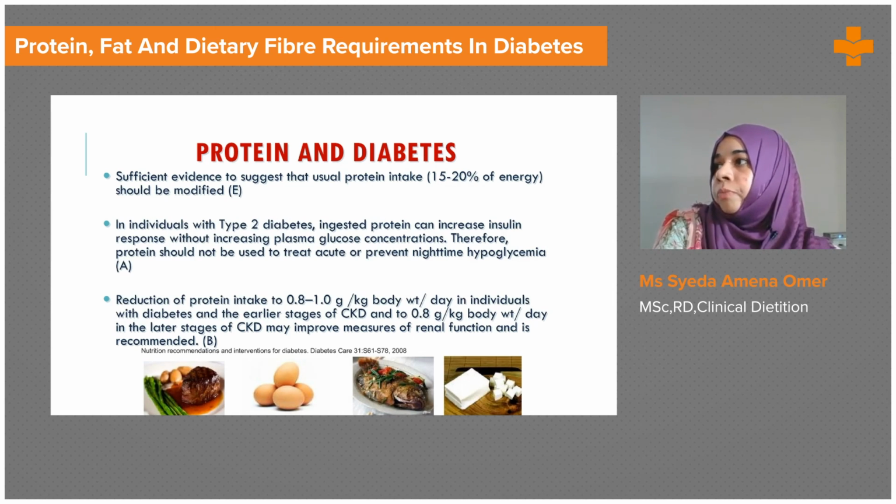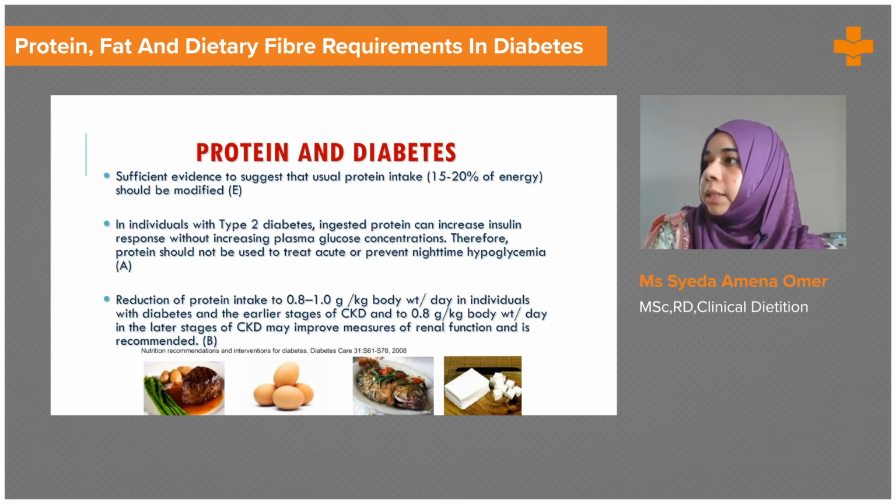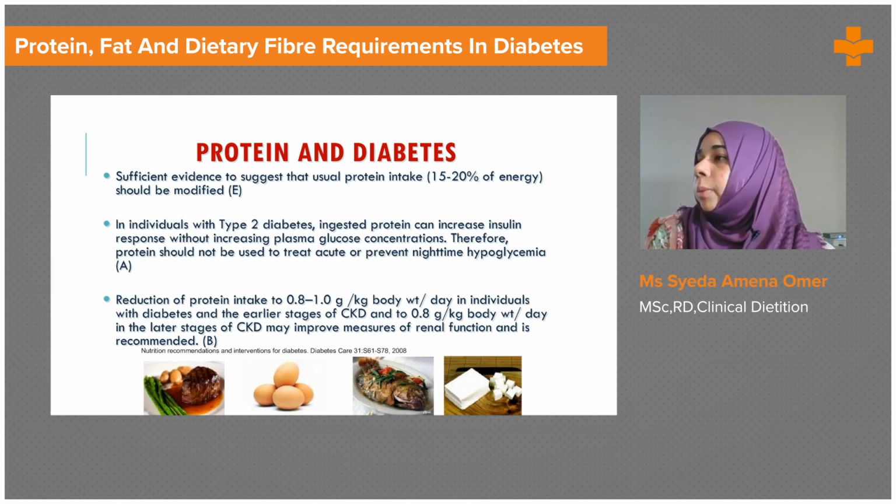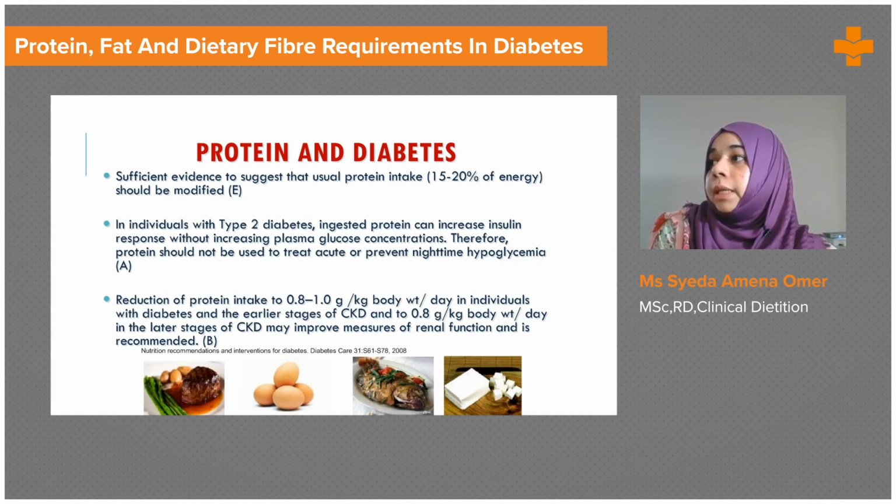So what is nighttime hypoglycemia? Patients might take insulin along with their dinner, around 8 o'clock or 10, probably a 9 o'clock dinner. They take insulin, but not sufficient carbohydrates in their dinner.